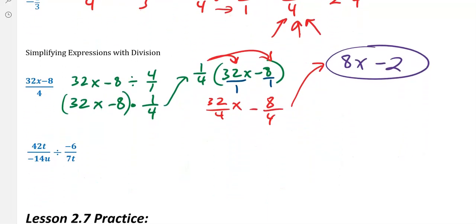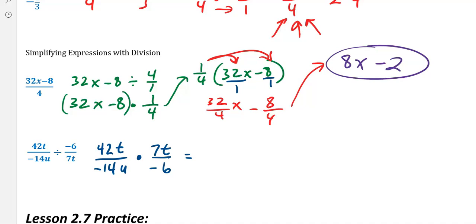All right, let's look at this one. Now this one's interesting too. 42t over negative 14u divided by negative 6 over 7t. So we're going to do step by step here. We're going to change this to multiplying by the reciprocal. So 42t over negative 14u multiplied by the reciprocal. So we just flip this fraction. 7t goes on top, negative 6 on the bottom.